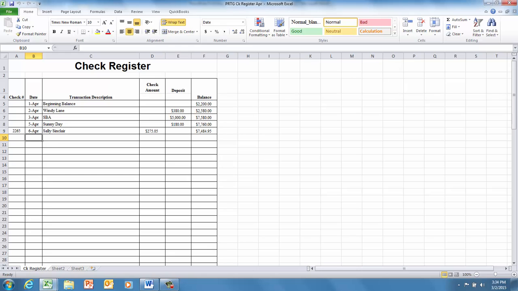Then I take my previous balance of $2,200, and if there are any deposits, I'm going to add that to it. If there are checks written, I subtract it. So the $2,200 plus the $380 is $2,580. That's my new running total balance in the checking account.